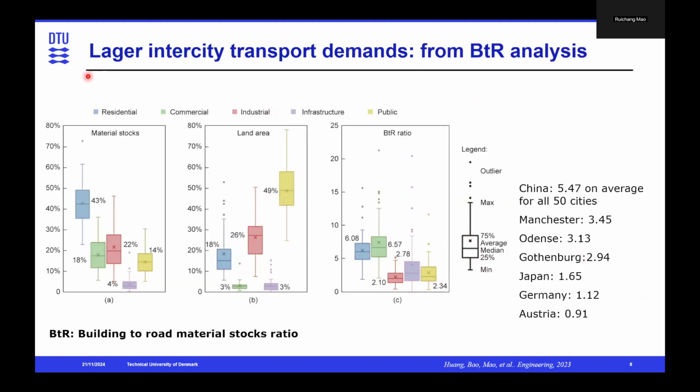That is the cross-city transportation system, but for the intercity transportation system, we compare the building to road material ratio. And we found that China is quite a lot larger than other cities, such as Manchester in the UK, Odense in Denmark, Gothenburg in Sweden, but also Japan, Germany, and Austria. We have the highest number.